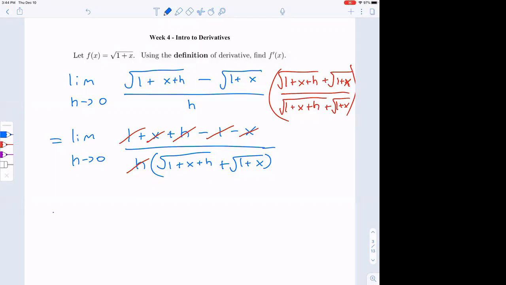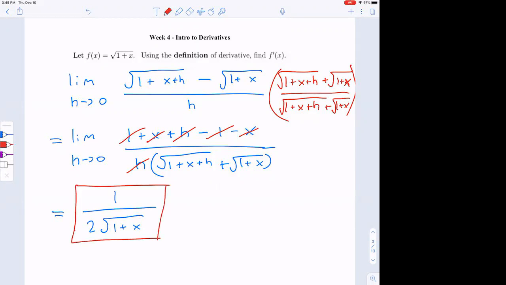You need to make sure that h cancels out on the top and the bottom. And then from here, we can take our limit. We can plug in the 0 for the x value and get the result of our limit. So the numerator is just 1, and then we have 2 times the square root of 1 plus x in the denominator. And that becomes our answer. You could also check by just taking the derivative here by the chain rule, and you'll find the same derivative.